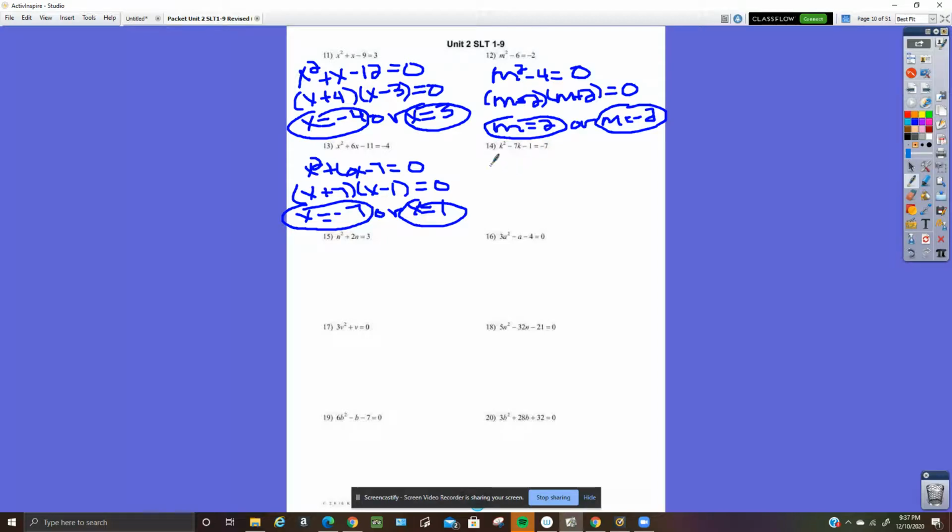14, you have to add 7 to both sides. So -1 plus 7 would be 6. And then the factors of positive 6 that give you -7 are -6 and -1. So this should be a k here. K equals 6 or k equal 1.